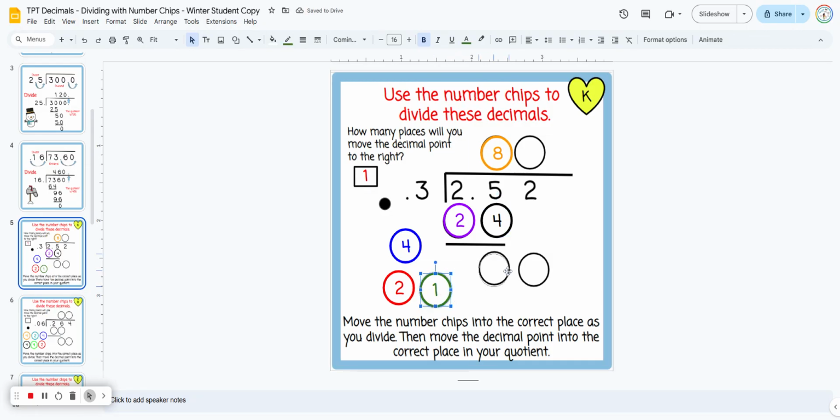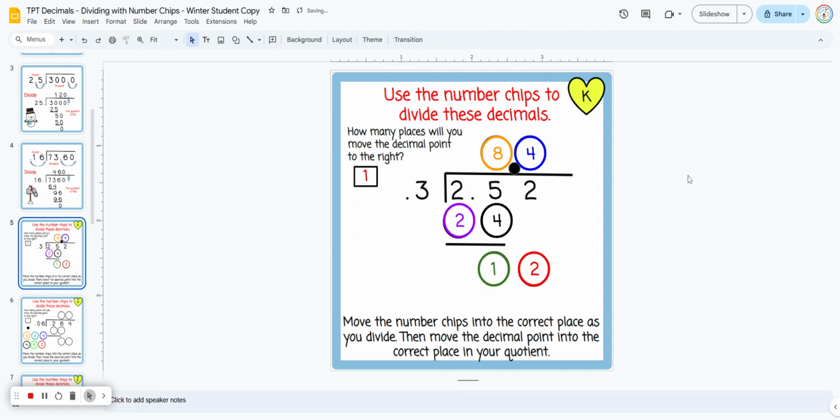Subtract. Bring down the 2. And then 3 goes into 12 4 times evenly. Now they're going to move that decimal point one place to the right, so that means they're going to click and hold on this decimal point and move it here between the 8 and the 4. So they get 8 4/10 as their answer.